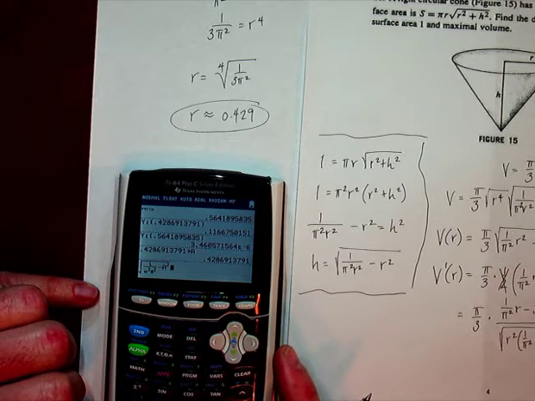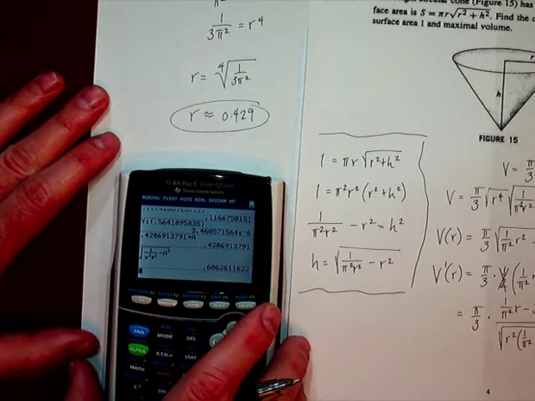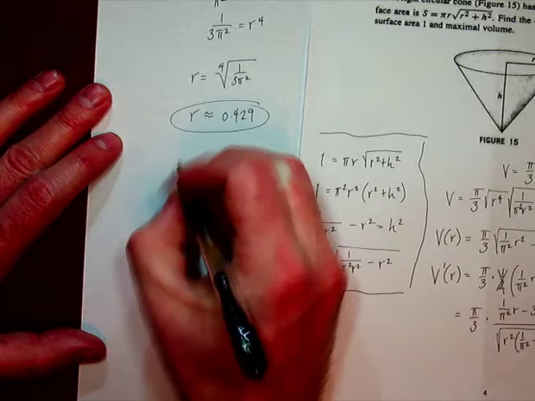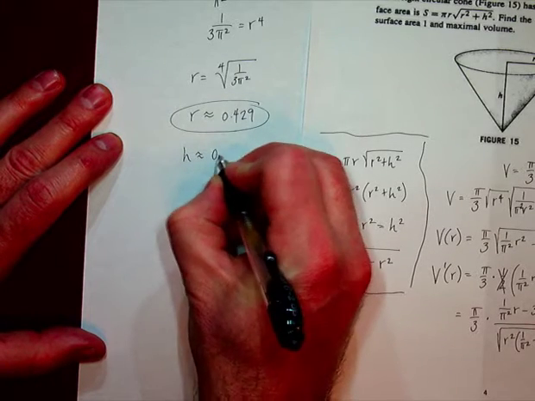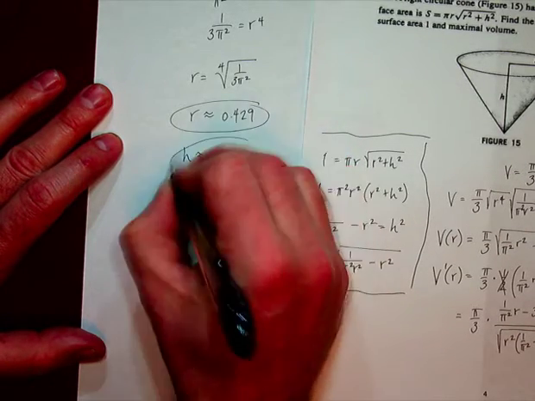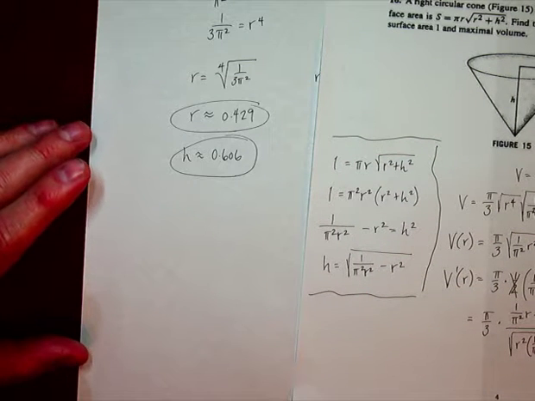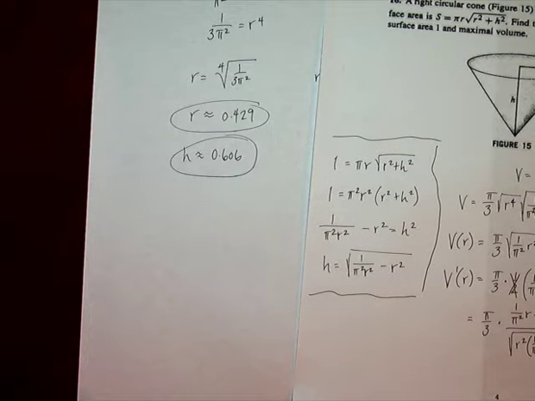I think that's right. Yeah. And that gives us an h value of 0.606. So h is approximately 0.606. Those are our dimensions which maximize the volume. Like I said, not fun, but doable, just burdensome, okay?